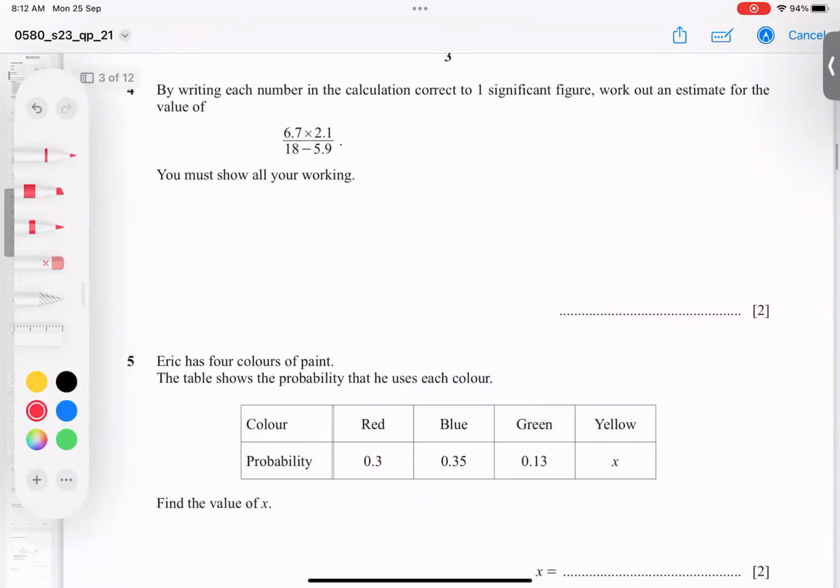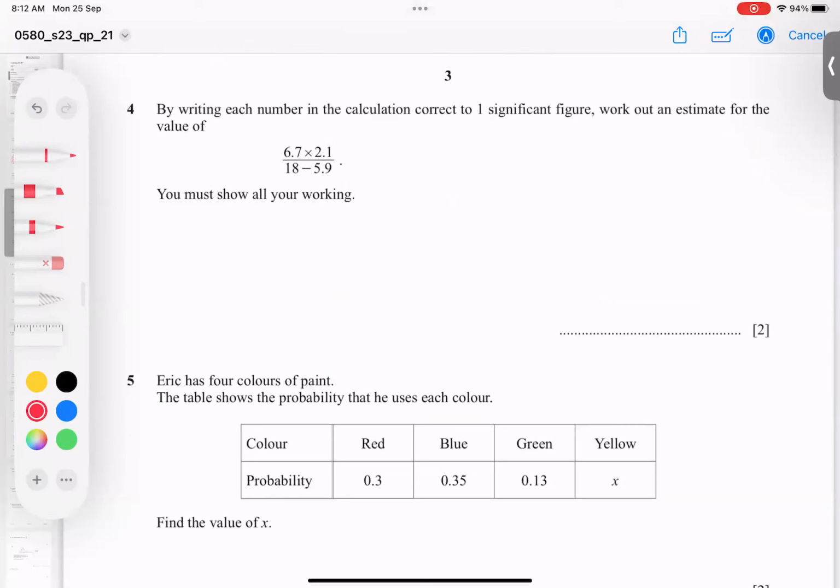Let's go to question number 4. He said to write each number to 1 SF. What does 1 SF mean? Like 6.7, I need 6, I don't need 7. Which number don't I need? If it is 0, 1, 2, 3, 4, then no addition is there. But if I have a 5, 6, 7, 8, and 9, then we always add 1.